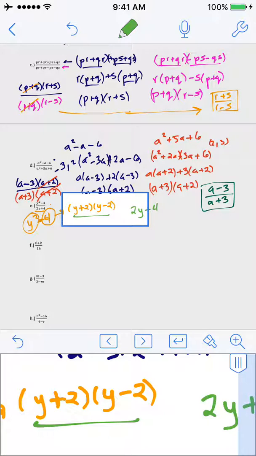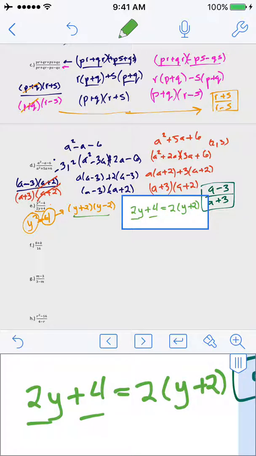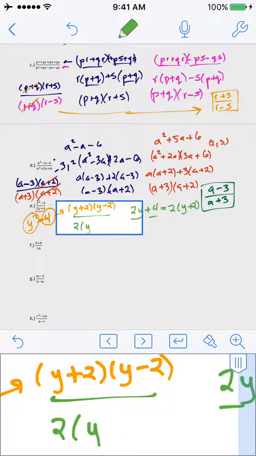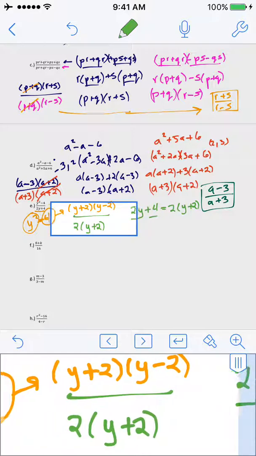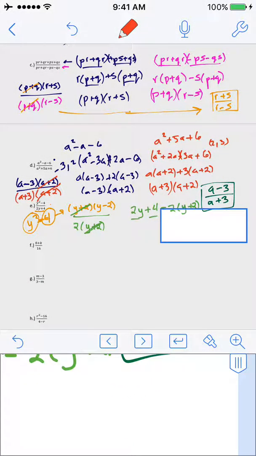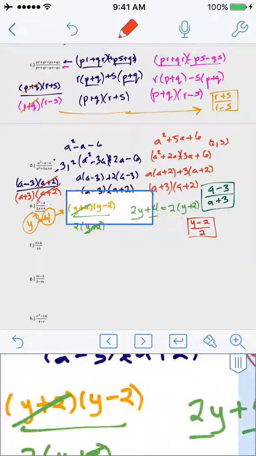So, what can I do? Well, I do see a GCF. Let me take out that GCF. If I do, I get 2 times y plus 2, right? Not the most fancy reduction in the book, but that's okay. Alright, and notice that helped me out because these two now cancel. And my final reduced form would be y minus 2 over 2. That would be my final reduced form for this guy.